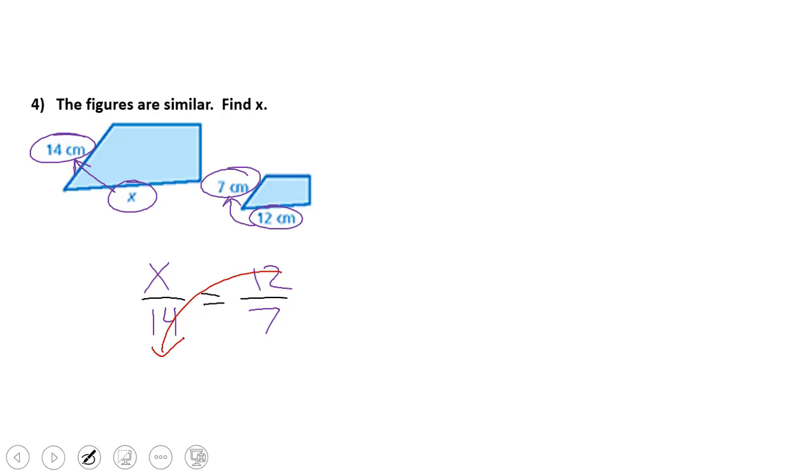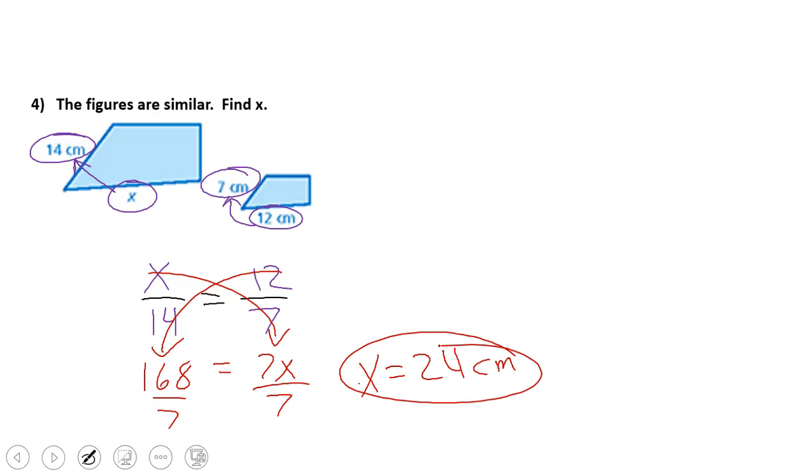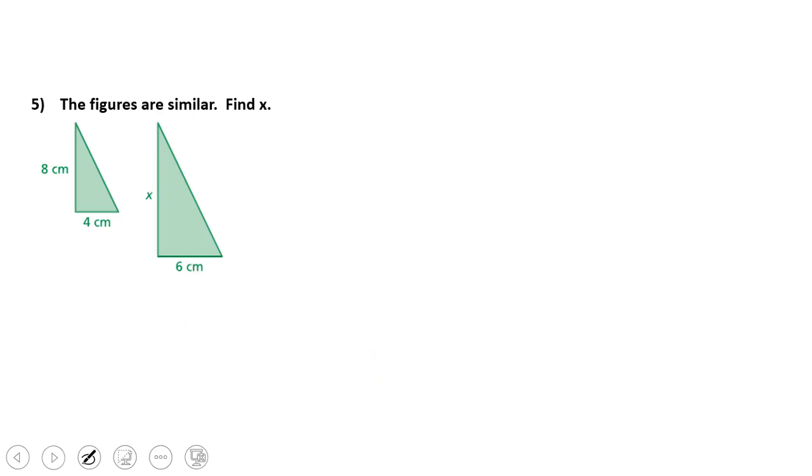And then again, I grab my cross products, and I go 14 times 12. 14 times 12 is 168. 7 times x, 7x. Dividing by 7, 168 divided by 7, x is equal to 24, and the units would be centimeters. There we go. Let's go on to our next example.